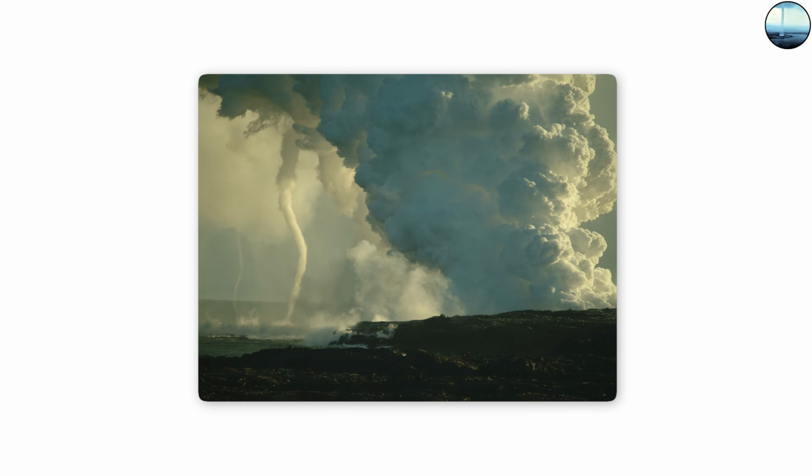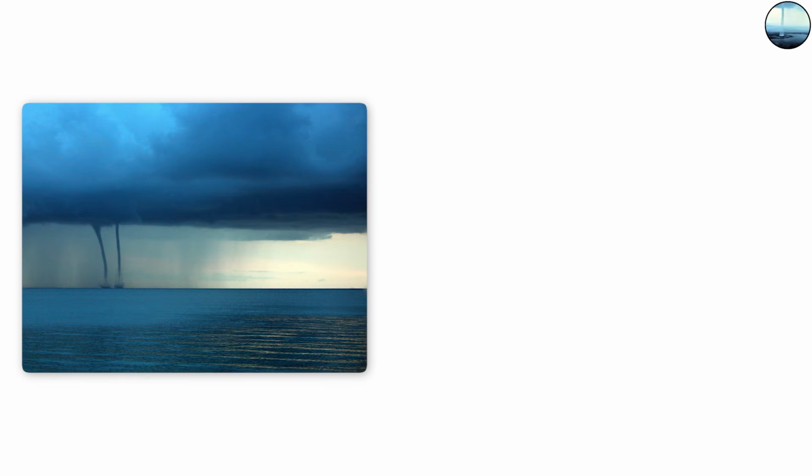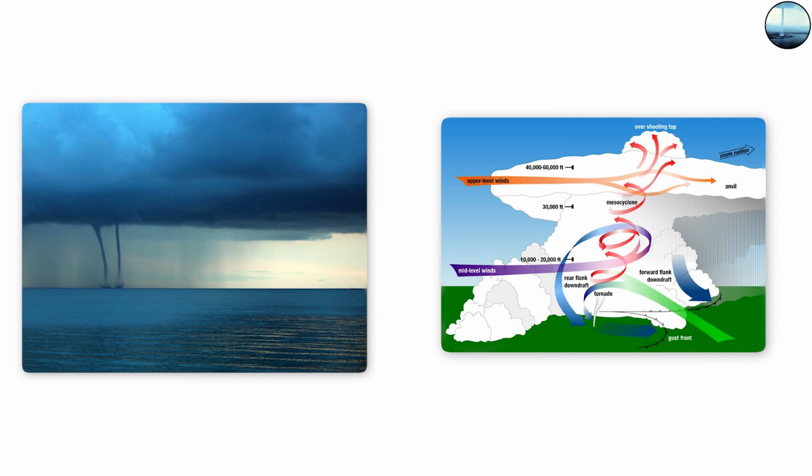Waterspouts. Waterspouts are tornadoes that form over bodies of water, such as oceans, large lakes, or even wide rivers. They often appear as slender, graceful funnels stretching from a dark storm cloud to the water's surface. At the point where the funnel touches the water, it creates a visible spray ring that moves with the tornado.